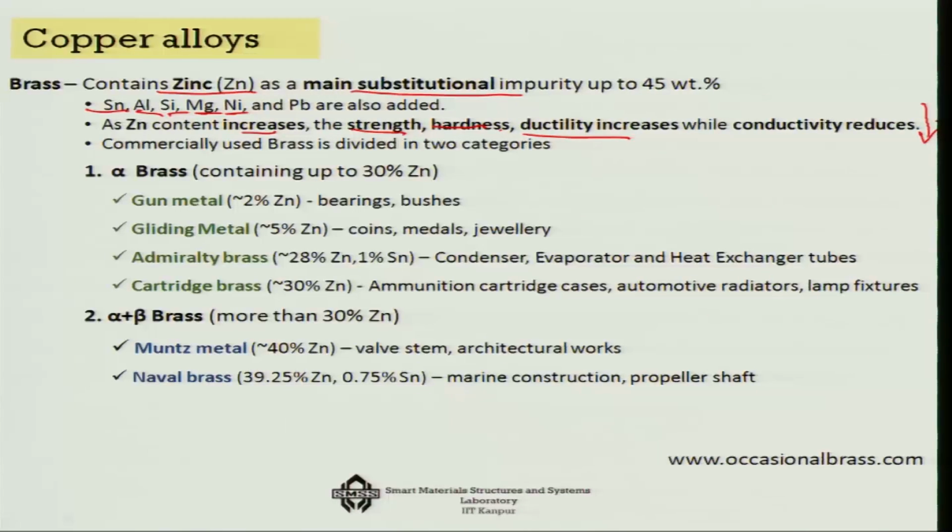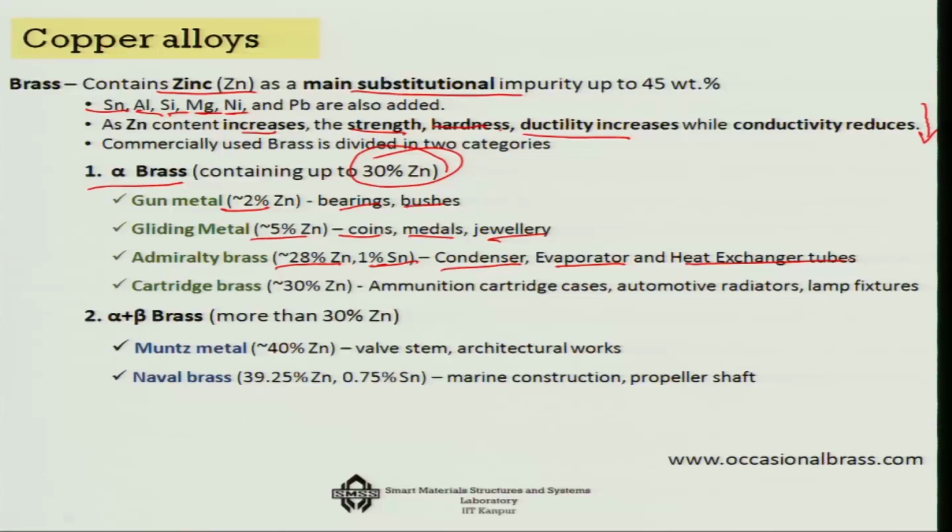Now, commercially when we get brass, there are two types of brass. One is called alpha brass, which has about 30% of zinc. This has many variations, for example, gunmetal which has 2% zinc, used in bearings or bushes, or say gilding metal, 5% of zinc, used in coins, medals and jewelries, or say admiralty brass which has about 28% of zinc, 1% of tin, which is used in condensers, evaporators, heat exchangers.